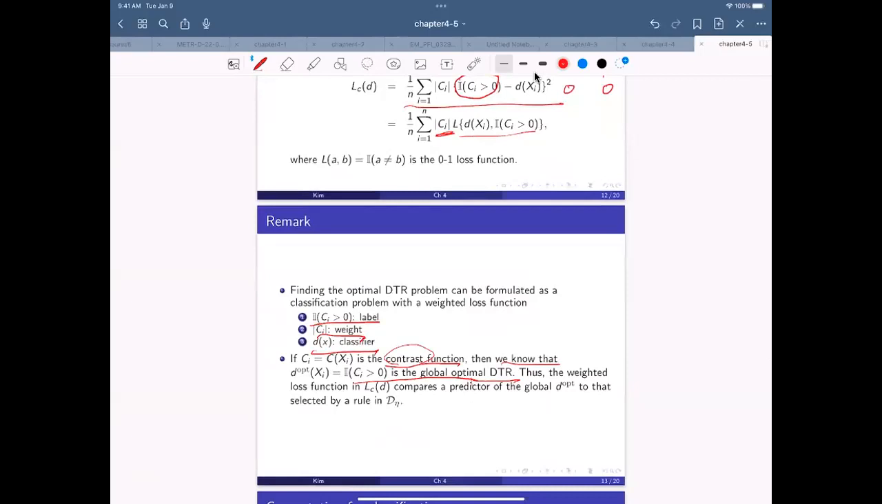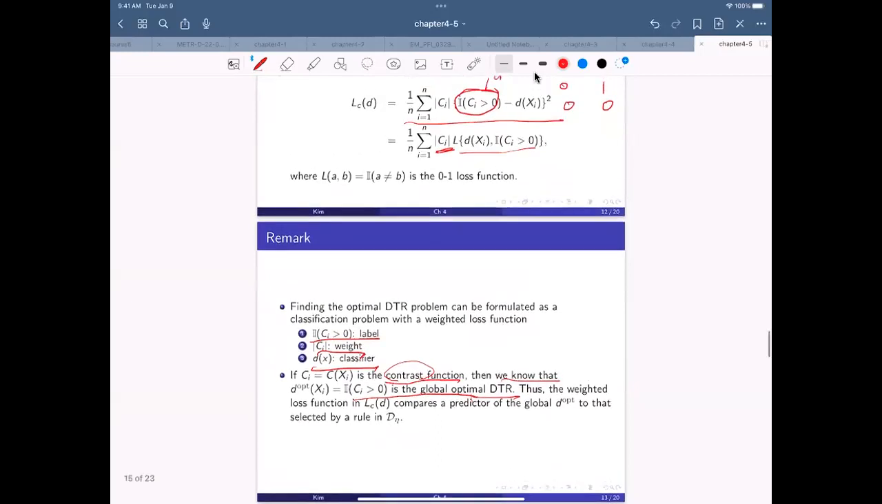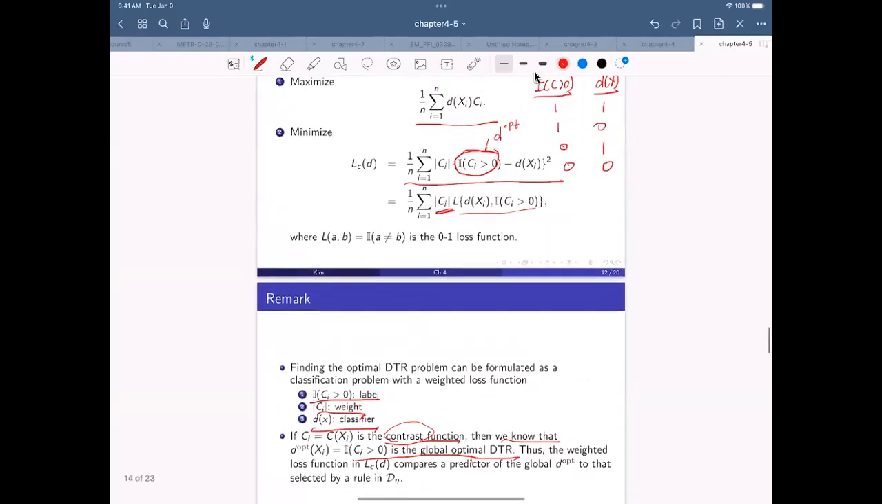So the interpretation of this loss function is how much we can reduce. We use the global optimal one already, I mean the best decision, and then we want to use an approximation with the loss function as small as possible, right?